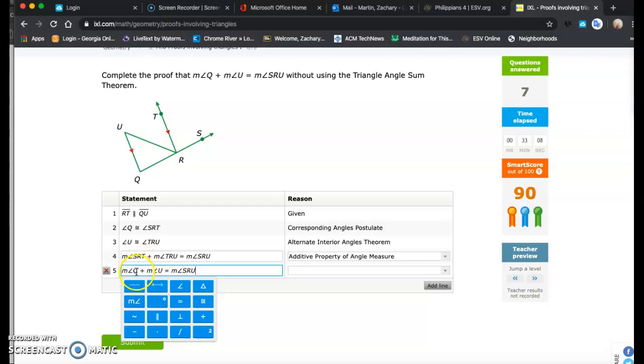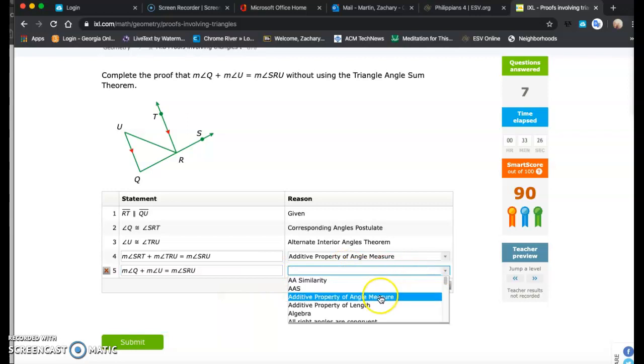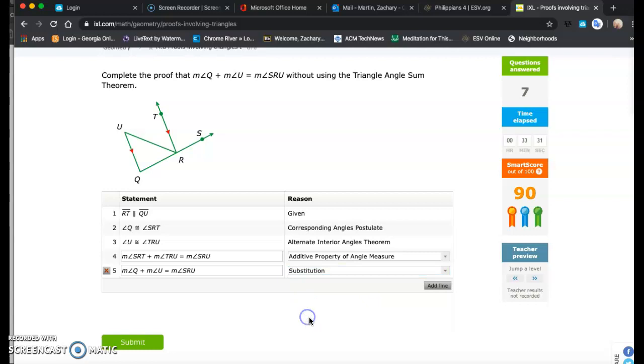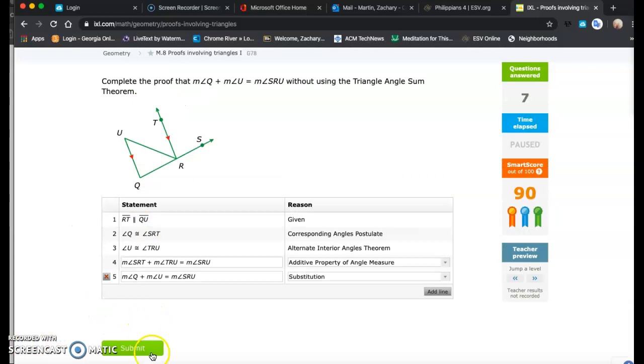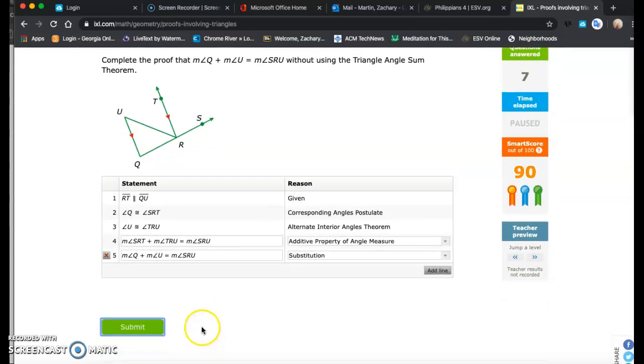Why? Well, that's substitution. We said earlier that SRT, its measure is equal to the measure of angle Q, or better yet, that those are congruent. And then the measure of angle U is the same as the measure of TRU, because again, they're congruent. And so we're using substitution there. Let's see if that's going to work for us. And hopefully this is correct. We're going to click submit and see what happens. Delayed gratification here. Let's see.